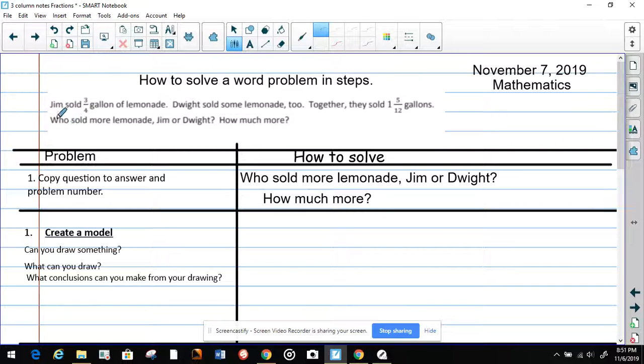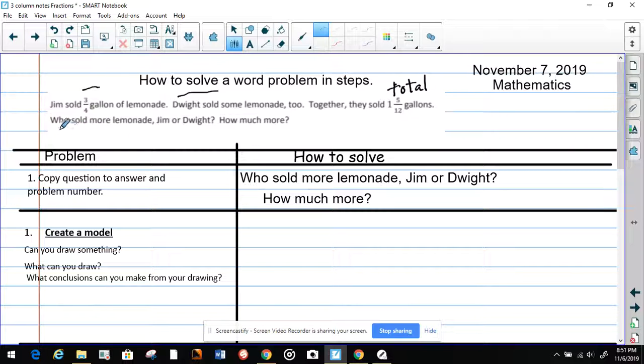It says Jim sold three-fourths gallon of lemonade. So this is one part of the lemonade. Duane sold some lemonade too. So Duane sold some more. So that means that's two parts. Together they sold this much. So this is your total. So make sure you know that this is your total. I'm gonna write total. Okay.